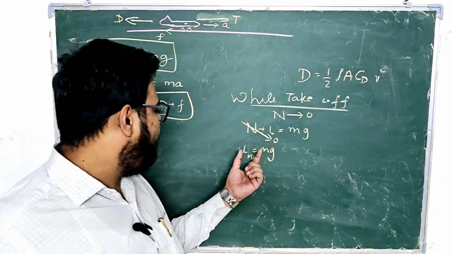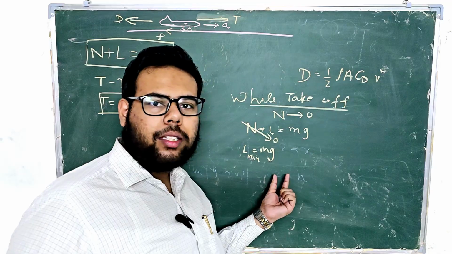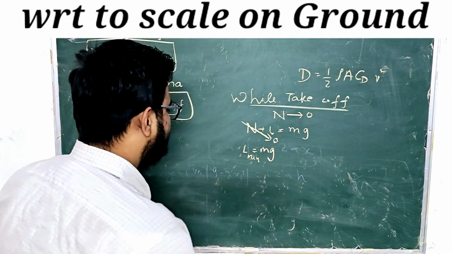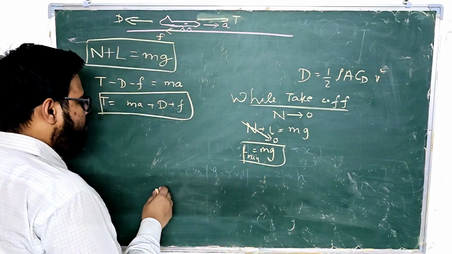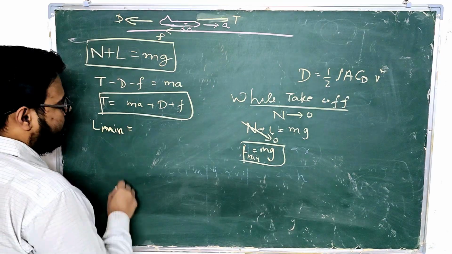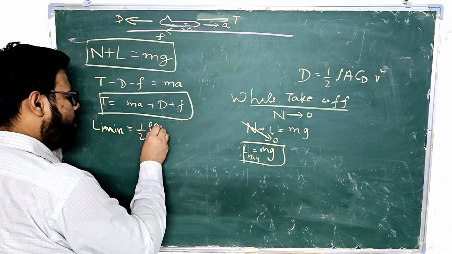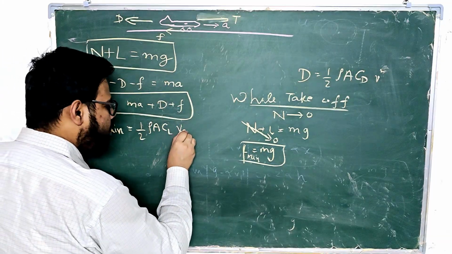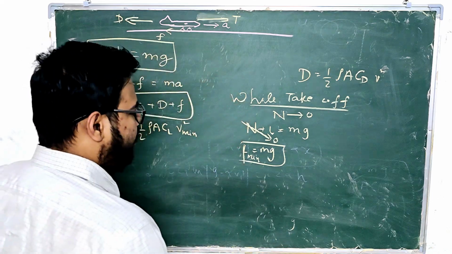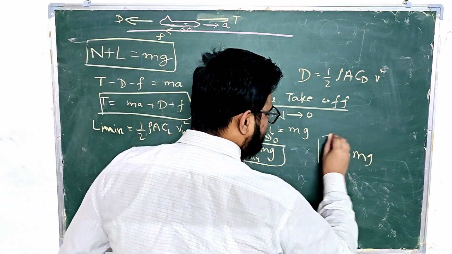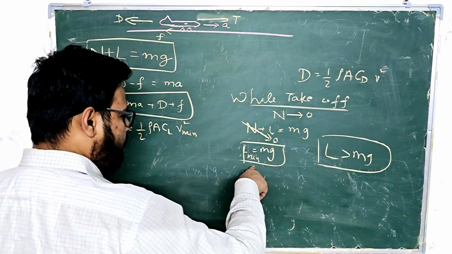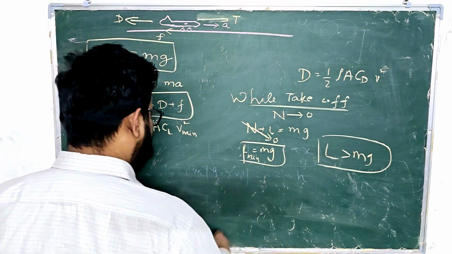So when L minimum is equal to mg, at that particular moment the apparent weight of the airplane will be 0. So what is L minimum? How do we calculate it? L minimum is half rho A C_L times the velocity minimum, the minimum velocity required for takeoff, right? If L is greater than mg, then takeoff will happen, right? So this is the limiting case for the lift force.